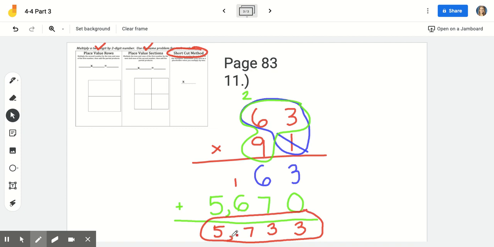Great job. Is there a comma in between your thousands and your hundreds place? Awesome job. Make sure that this answer is in your book. That was for number 11 on page 83. That was the third method. We've practiced all three. Can you do all three on your own now? Let's try it.